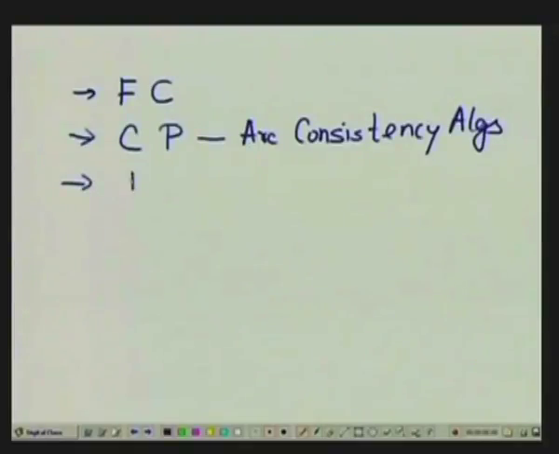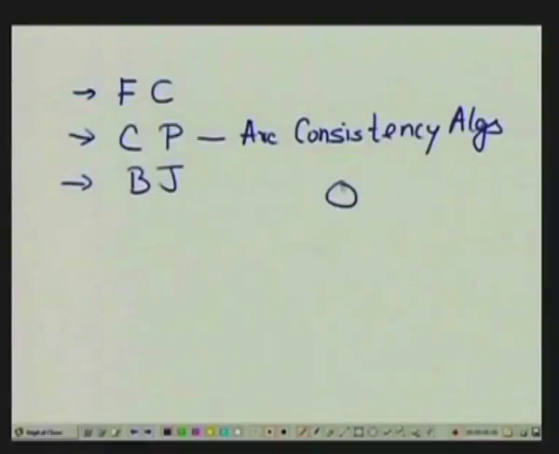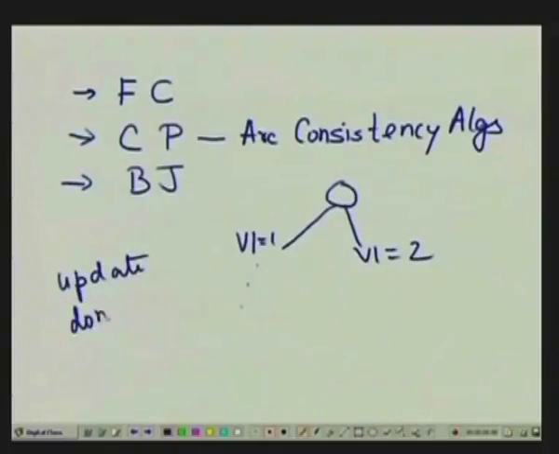And then we looked at back jumping. What is the idea behind these algorithms? In forward checking, when we assign values to some of the variables, we look forward and then we update the domains of the remaining variables. In forward checking, we just check whether the domain of any of the remaining variables becomes empty. If they do become empty, then we terminate search at that point.